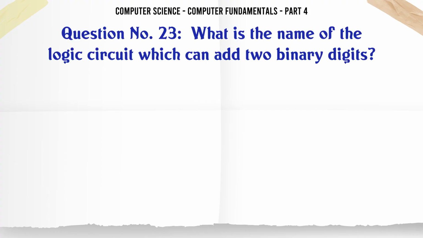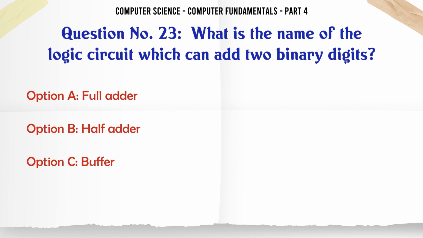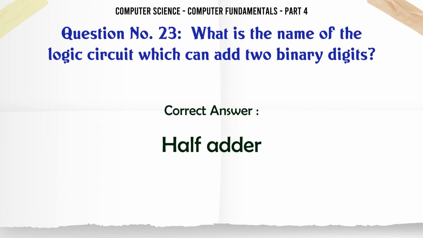What is the name of the logic circuit which can add two binary digits? A. Full adder, B. Half adder, C. Buffer, D. Register. The correct answer is half adder.